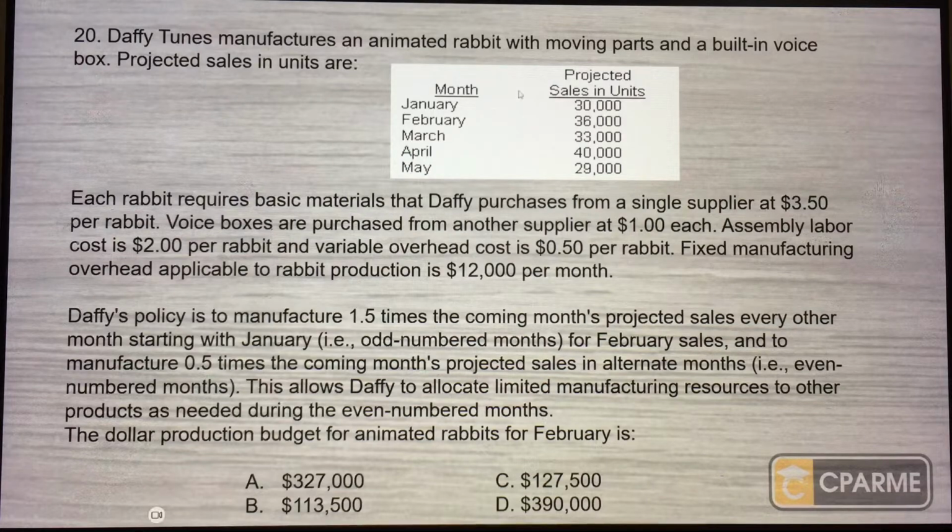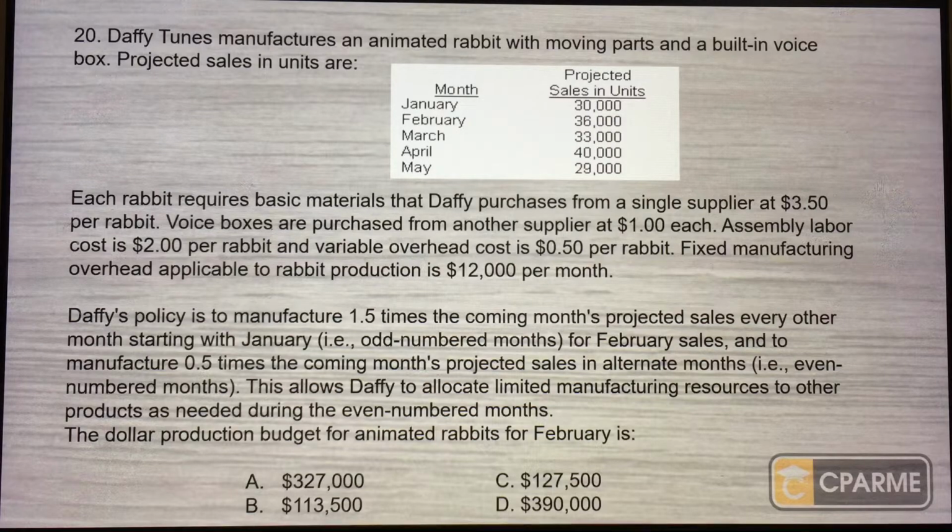Okay, let's read. Daffy Toons manufactures a rabbit with moving parts and a built-in voice box. Projected sales in units are, so from January to May, all the projected sales are clearly stated. Then each rabbit requires basic materials that Daffy purchases from a single supplier at $3.50 per rabbit. Then voice boxes are purchased from another supplier at $1 each. Then assembly labor cost is $2 per rabbit and variable overhead cost is $0.50 per rabbit.